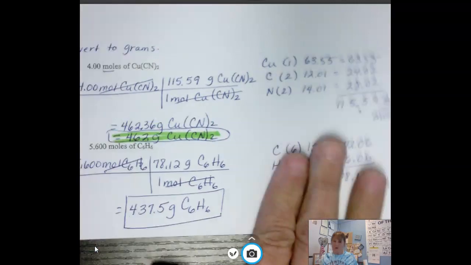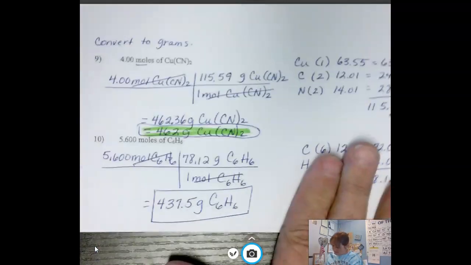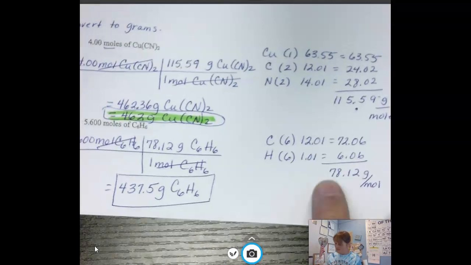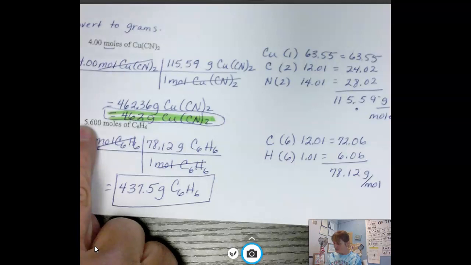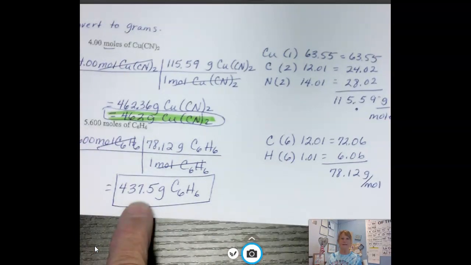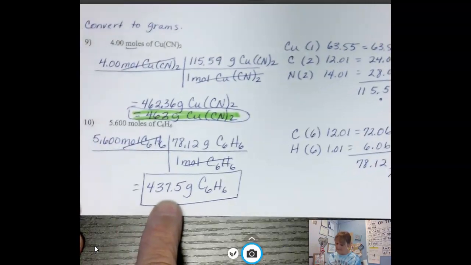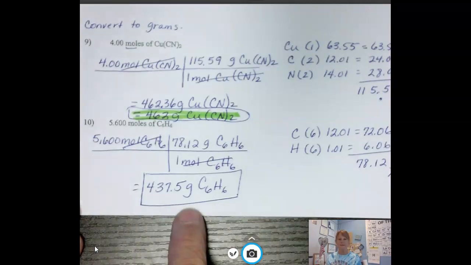Again, guys, be sure you always try to make sense of your answer, because if 1 mole was 78, almost 80, and I have almost 6 moles, so 80 times 6 would be 480. So I should know that that answer should be less than 480 because I rounded up on both of those. Okay, so make sure you make sense of it.